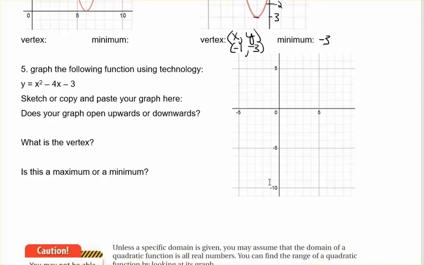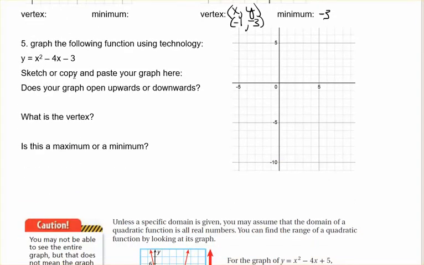Now in number 5, you're going to graph this function using technology. For example, you could use Desmos or Sketchpad or GeoGebra. You're going to graph this function, and then you can either sketch the graph of it here so you know what it looks like, or you can take a screenshot of it and paste it here. Then you'll answer the questions: does your graph open upwards or downwards? What is the vertex? Is this a max or a min? You're going to put that all together.